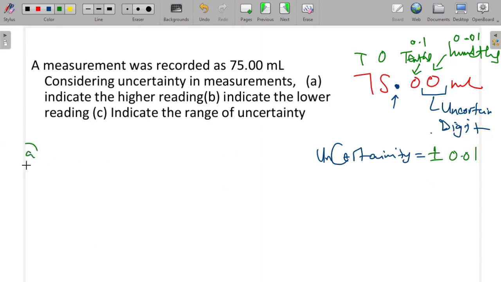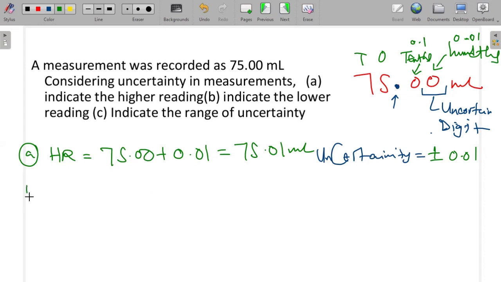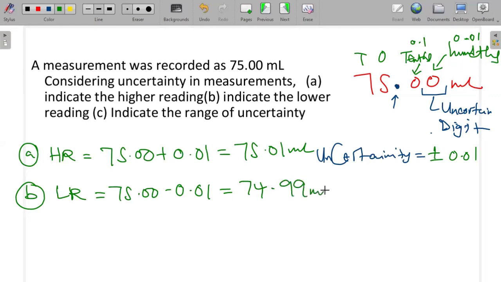So now to find the higher reading, or the upper reading, we're going to say 75.00 plus 0.01 is equal to 75.01 milliliters. The lower reading is going to be 75.00 minus 0.01, which should be equal to 74.99 milliliters.